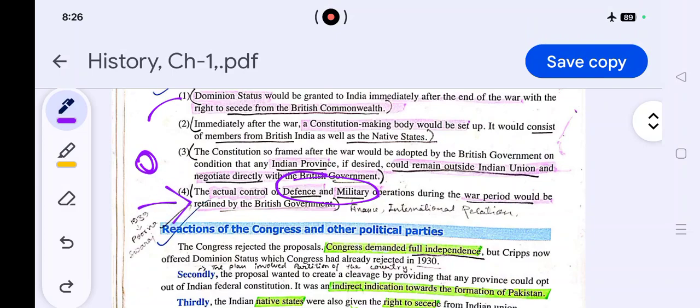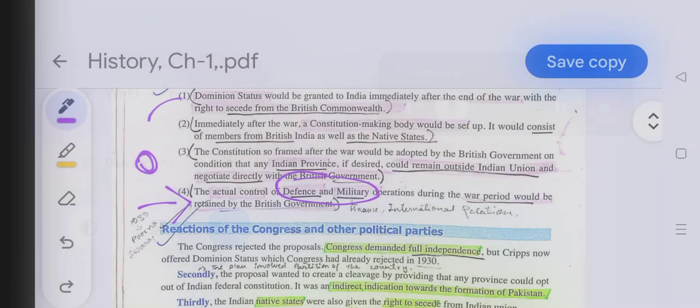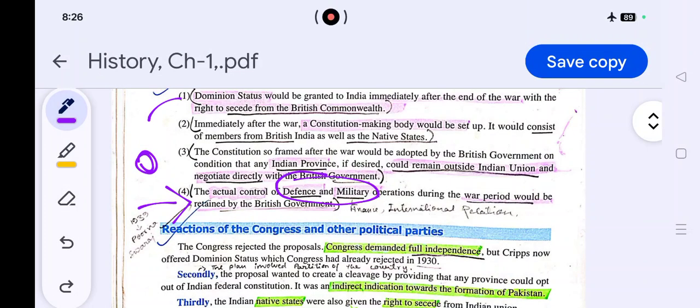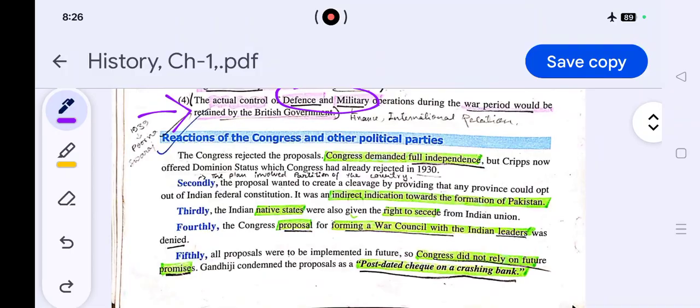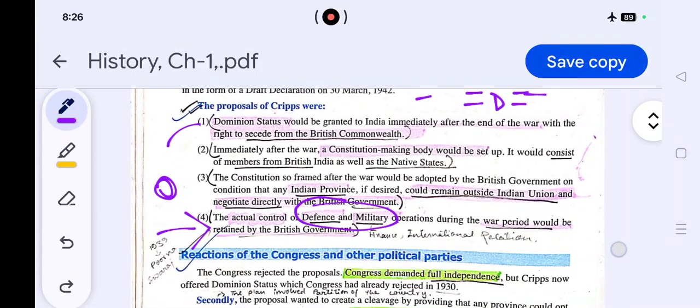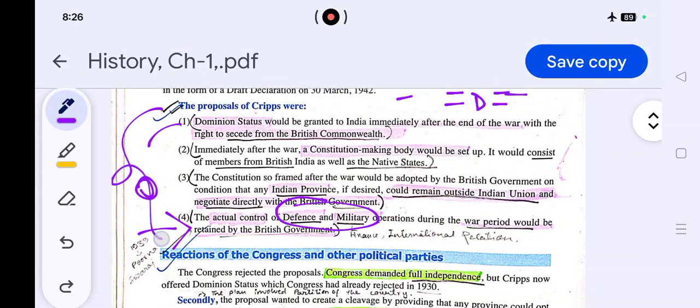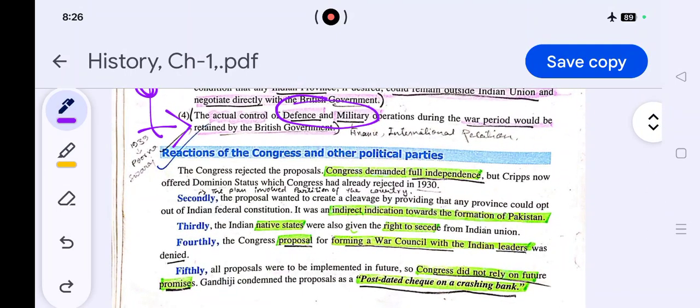So this is the essence of dominion status. You are giving independence for the namesake, and all the important portfolios like defense, finance, international relations, and foreign policy will be taken by them. So these were the proposals. Now, if you think of what could be the point of rejection, of course, the right to secede would be the point of rejection. Of course, dominion status would be the point of rejection.